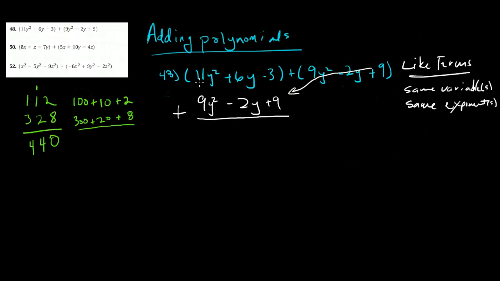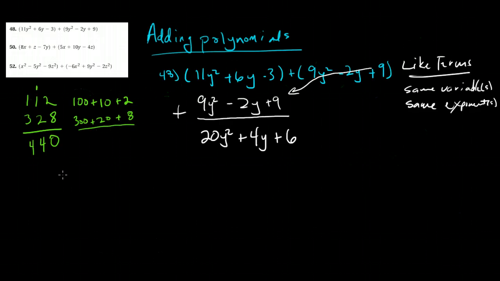Adding 11 to 9: if I have 11 of something and I add 9 more of that something, I now have 20 of those y squareds. Here I have 6 y's and I'm taking 2 of those y's away, so I have 4 y's left. And I start with negative 3. I like to tell students, you owe me $3 and you have $9 to cover it. So once you pay me the $3, you have $6 left in your wallet.